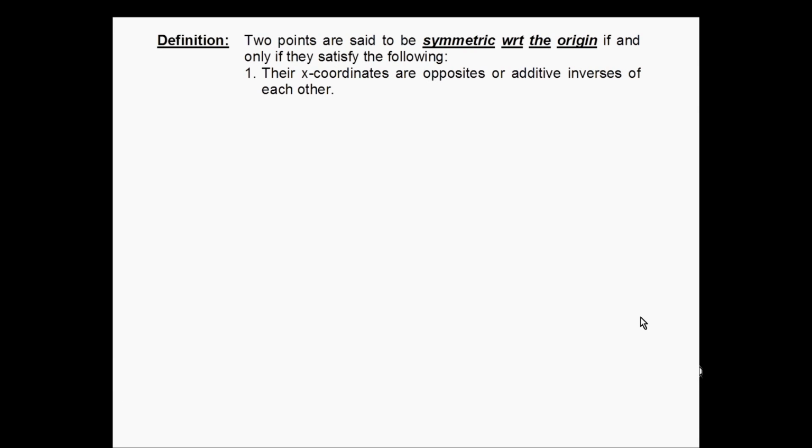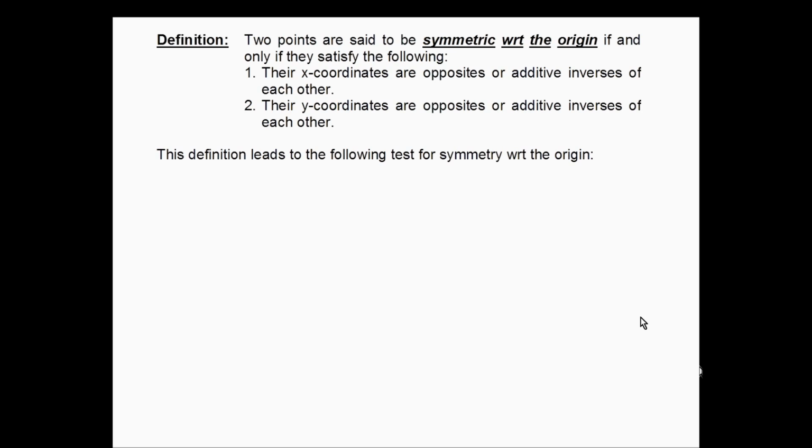Number one, their x coordinates are opposites or additive inverses of each other. And number two, their y coordinates are also opposites or additive inverses of each other. So notice that both variables are changing signs. So this definition is going to lead to the test for symmetry with respect to the origin. Remember, for the coordinate axes, to test for symmetry, you replaced the other variable with its opposite.